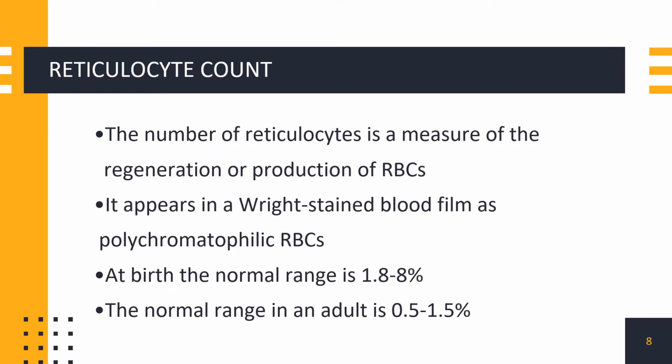Recognition of reticulocytes is done by staining a peripheral blood smear with new methylene blue to help visualize remaining ribosomes and endoplasmic reticulum. At birth, the normal range is about 1.8 to 8%, and the normal range in adults is from 0.5 to 1.5%.